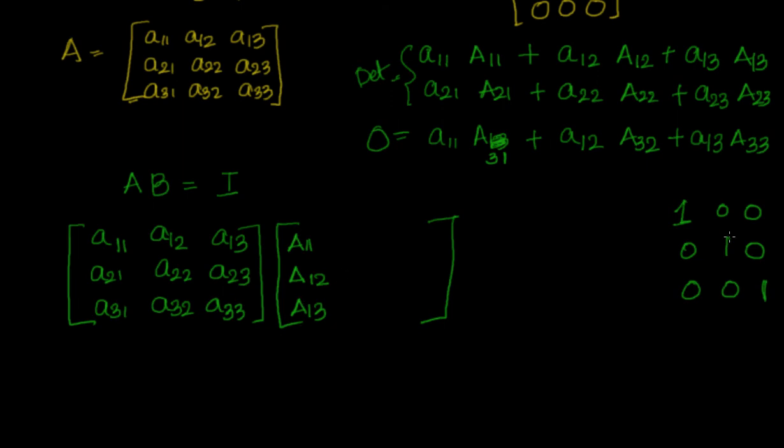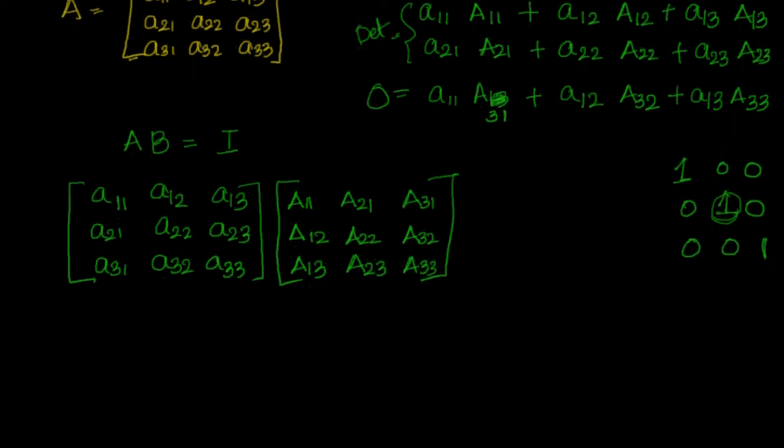Now similarly, what is the other element I should have as non-zero? That is the second row and second element. So the second row I should multiply with the second column. So I will write A21, A22, A23. Similarly the remaining is A31, A32, A33. Let us say that this is the matrix we are going ahead with.